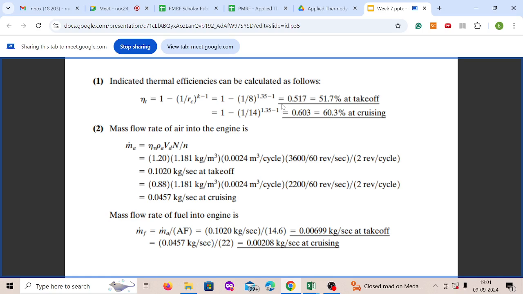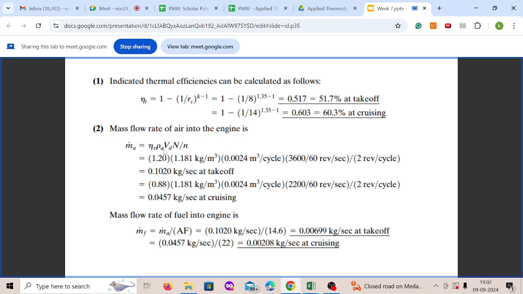And similarly, for cruising, the compression ratio is 14. So 1 minus 1 by 14 raised to the power 1.35 minus 1 comes out to be 0.603, or 60.3% at cruising. So if you see, during cruising you have much more efficiency.